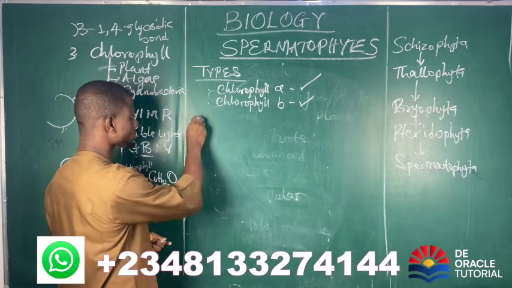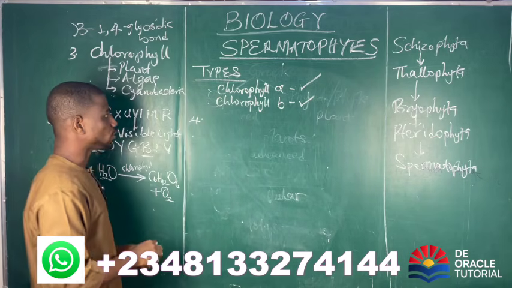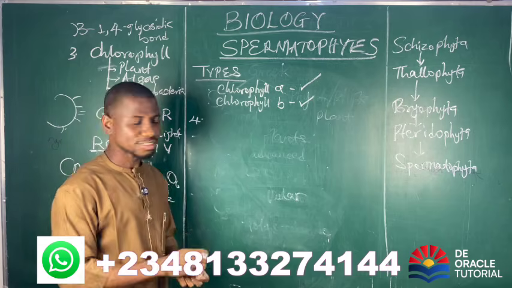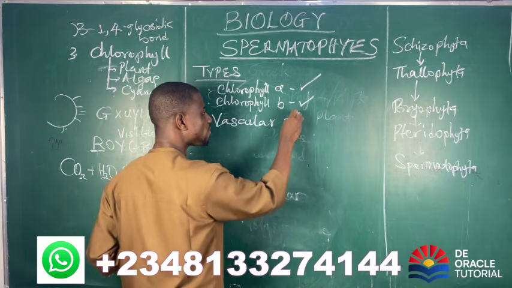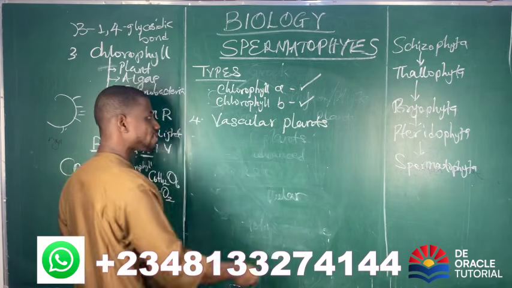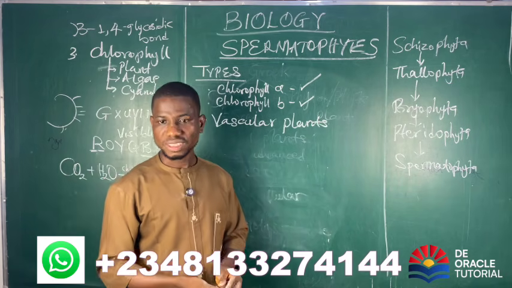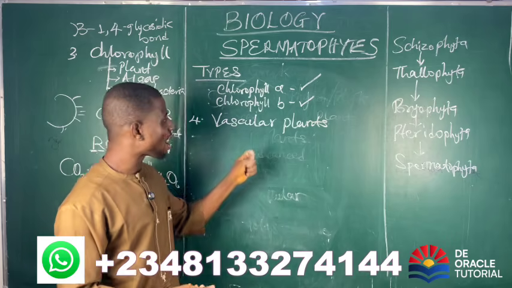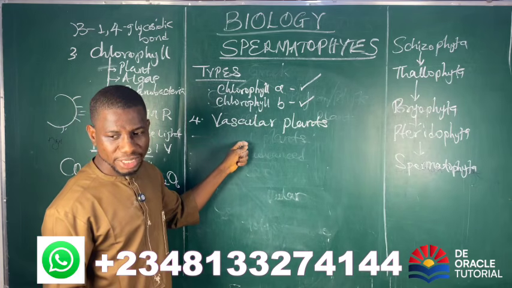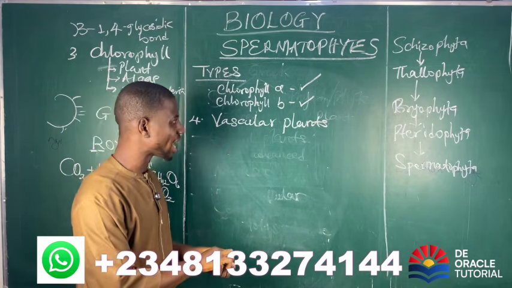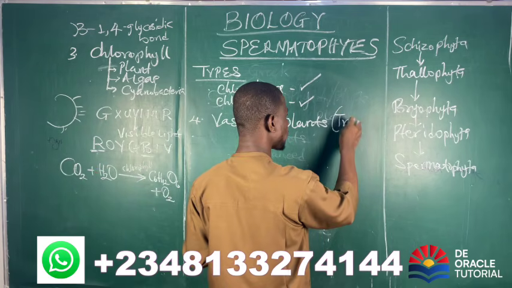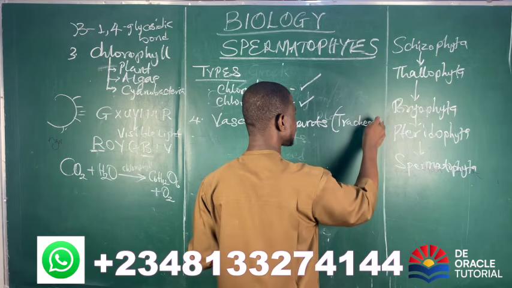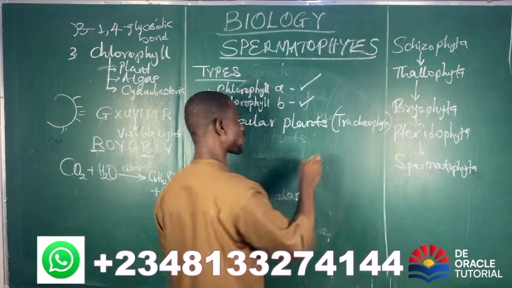Then now the fourth feature is that they are vascular plants, and they contain developed vascular tissues. Now, since they are vascular plants, we are going to call them tracheophytes. Which other tracheophyte do you know?